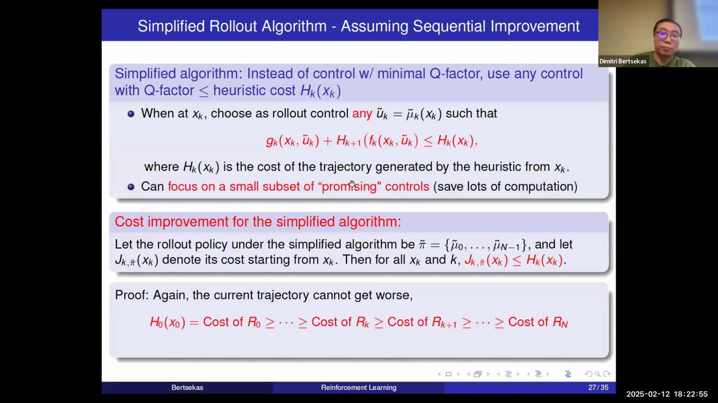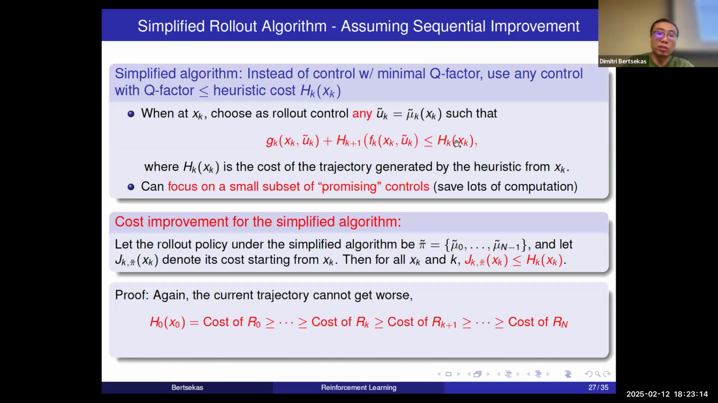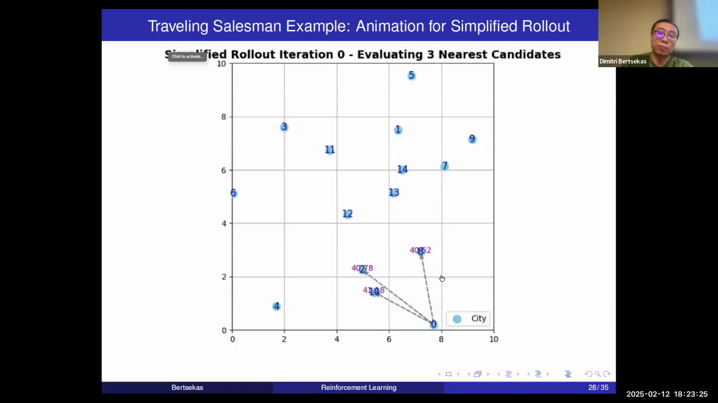Okay, let me give the answer. Well, actually it does. The reason is, remember that we want to find a control that at least performs no worse than the nearest neighbor heuristic, right? That's the whole point of this equation. We want to find a control, any control, that has the corresponding Q factor which is no more than the one produced by the base heuristic.